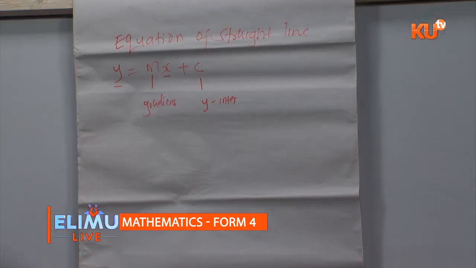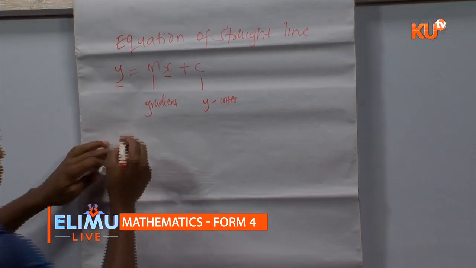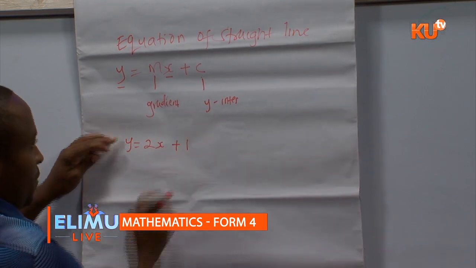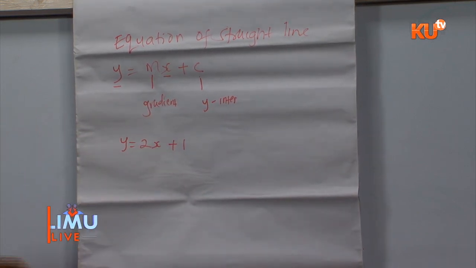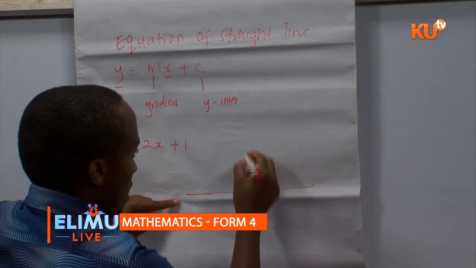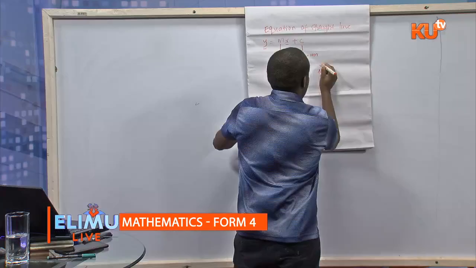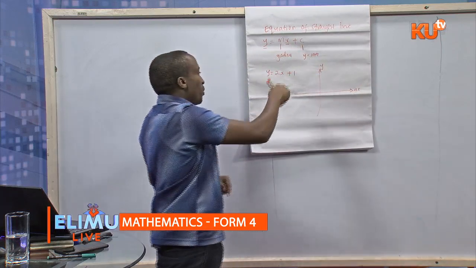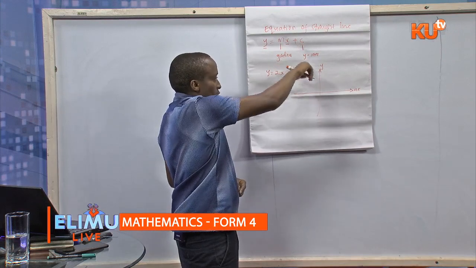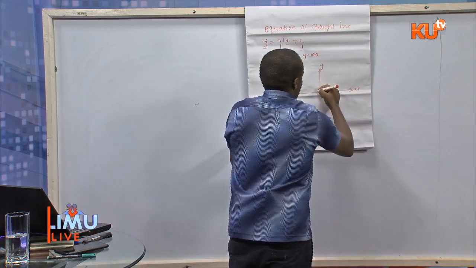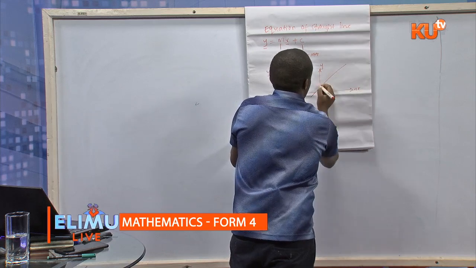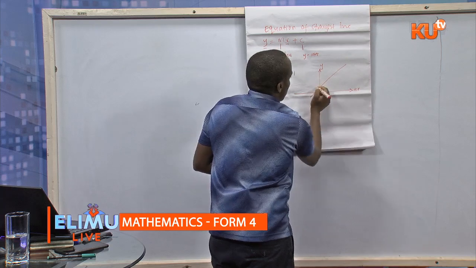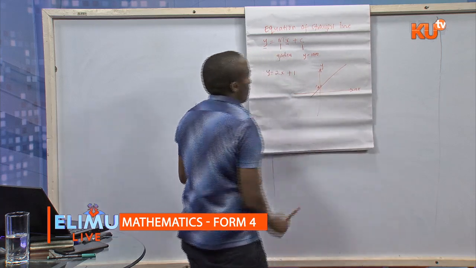So let's have another example. Given our equation y is equals to 2x plus 1, that means when you draw a Cartesian plane here, this is the y-axis, this is the x-axis. The point where the line cuts the y-axis is point 1, here. That is, x is equals to 0, y is equals to 1.